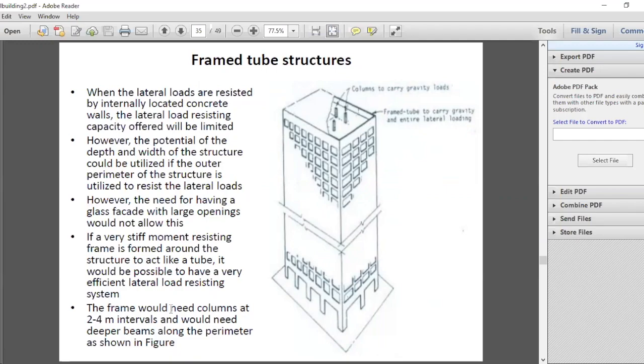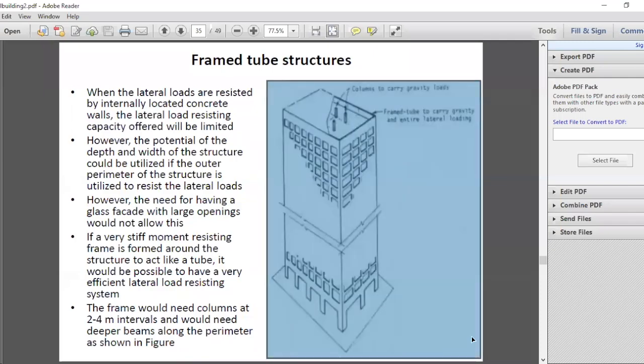So the frame would need columns at 2 to 4 meter intervals, and also it would need deeper beams along the perimeter. So here you get some deep beams, and it will become a fairly stiff tube, and you get openings. So it's a strong and efficient structural arrangement. And when you use this arrangement, you can easily go for about a 50-story building. But the only thing is the architect should like it. If the architect does not like this type of building, then you can't use this particular structural form. But structurally it's fairly efficient.